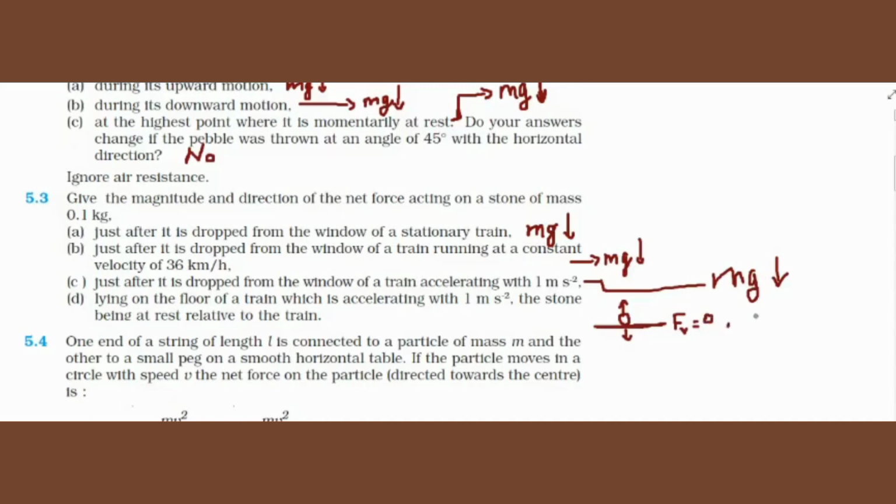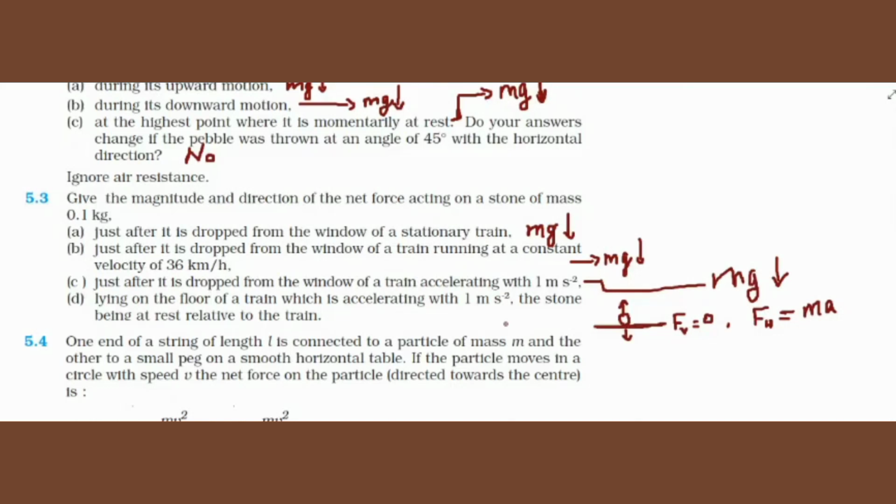But at the same time, the train has an acceleration in the horizontal direction. So, along with the train, the stone experiences a horizontal acceleration. Because of the horizontal acceleration, there is a force in the horizontal direction. That force will be Ma, where a is equal to 1 meter per second square. So these are the answers to question 3.